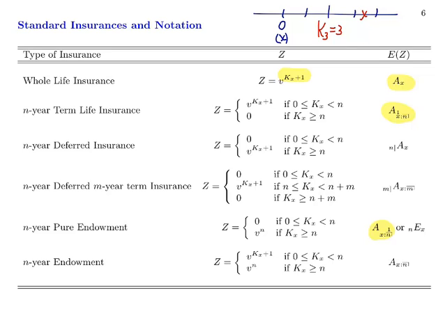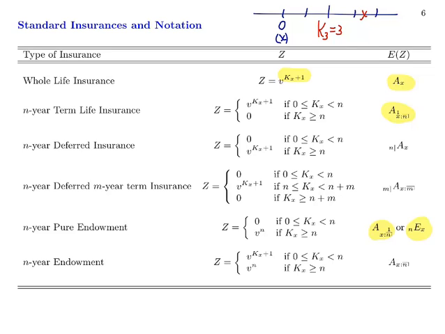The n-year pure endowment pays you nothing if you die before n years, and it pays you 1 at time n if you survive n years. So Z is 0 if K_x is less than n, and it's v^n if K_x is greater than or equal to n. So we have 2 symbols for the pure endowment. nEx is another symbol for it, and when we look at doing problems with the illustrative life table, you'll notice that some of the columns on that table have the heading nEx for different values of n.